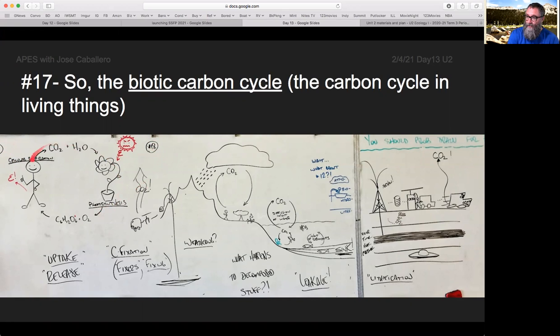So this over here is the biotic carbon cycle. Biotic is living things in any ecosystem, abiotic is non-living, like rocks. And biotic is living stuff like ants and bacteria and butterflies and red-tailed hawks. So I want to talk about how carbon moves through living things. This is what we call the little carbon cycle. It's the basic carbon cycle.